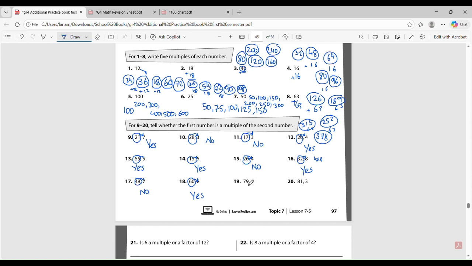Now, 79, is it a multiple of 4? No, definitely not, because I know that 40 is a multiple of 4. 80 is a multiple of 4, so 79 is not a multiple of 4. 81, is it a multiple of 3? Yes, because 81 is a multiple of 9 and 3 is a factor of 9, so yes. And besides, 8 plus 1 equals 9. This means 81 is divisible by 3, so yes, 81 is a multiple of 3.